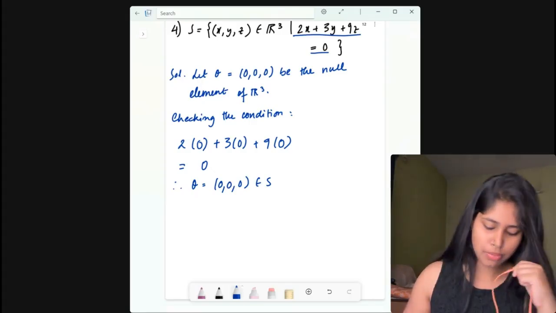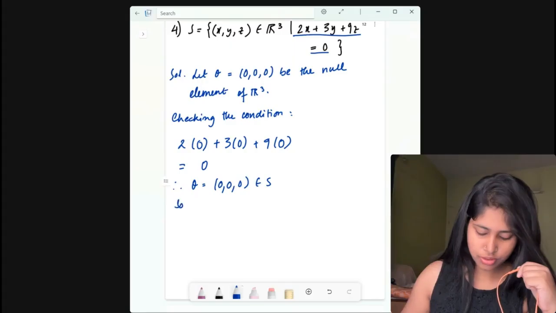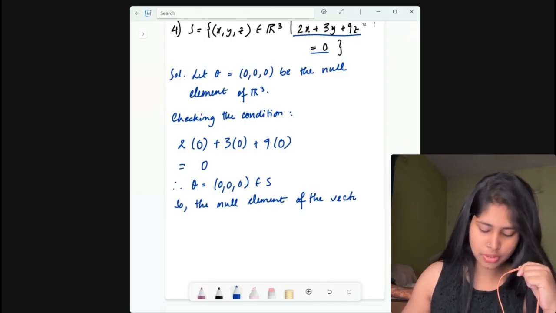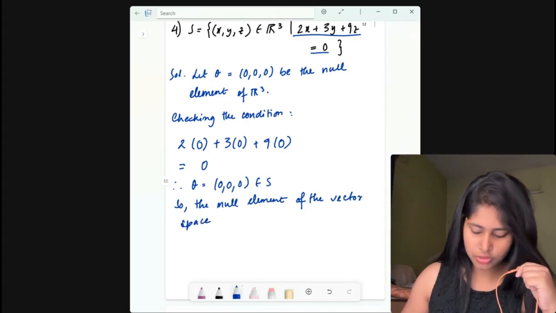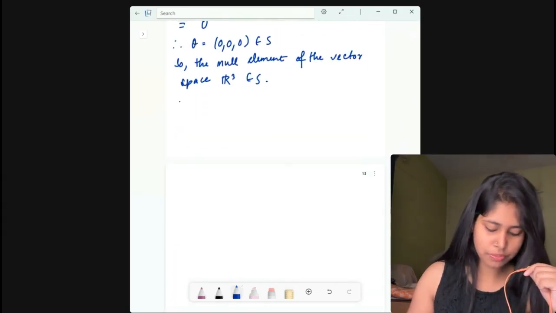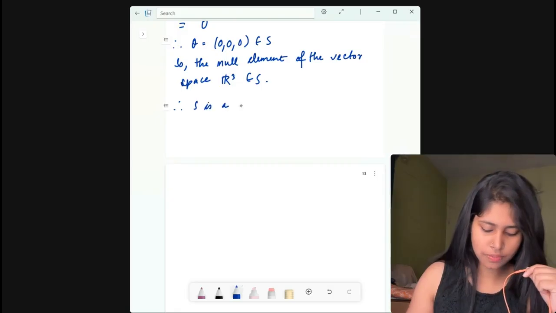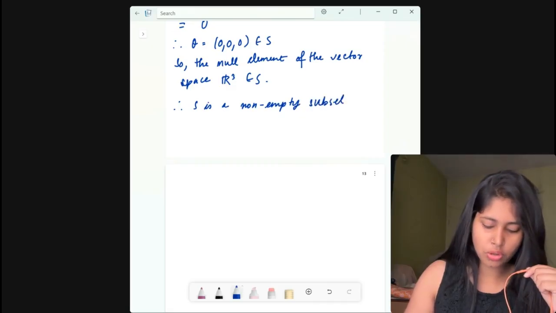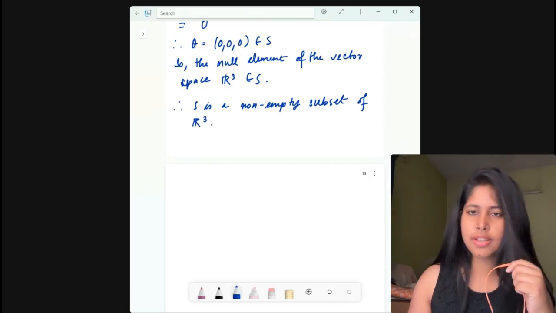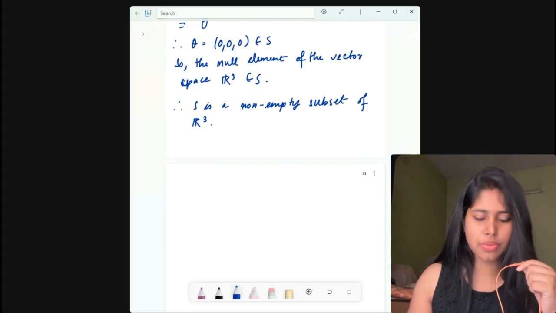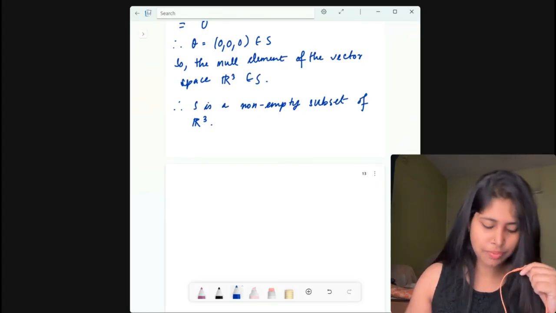Okay, coming to this: the null element of the vector space R3 belongs to S. You are going to write it like this. Therefore, S is a non-empty subset of R3. We can say that since the zero vector belongs to S, it is not an empty subset; we have something in there.